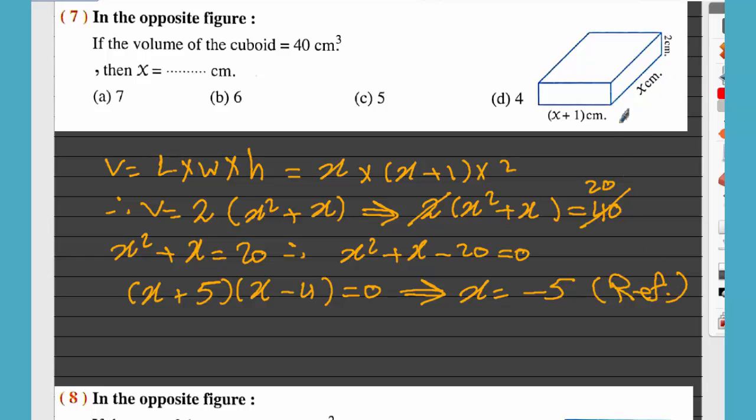Why? Because x is a length here, and there is no negative length. Okay, the length is always positive, and x minus 4 equals 0. It means x equals 4. Then x equals 4, and we choose letter D.